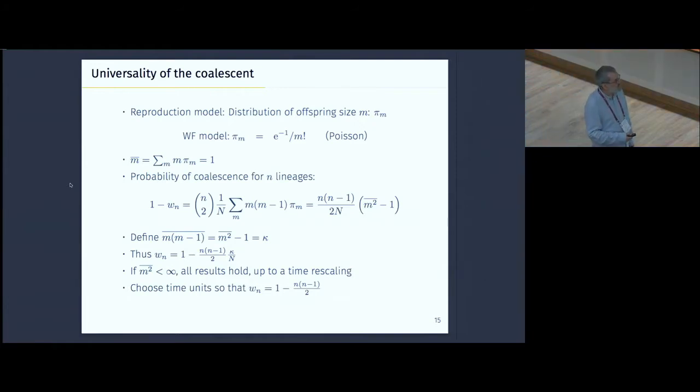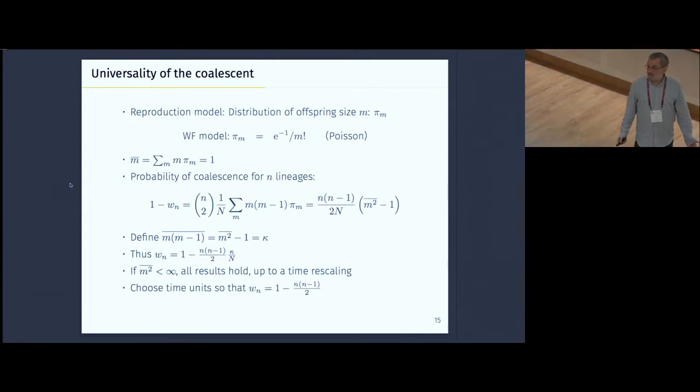Now, define this quantity, the average of m squared minus 1, equal to kappa. So I just restate this result. And now we have two possibilities. One possibility is that this quantity is finite. If this quantity is finite, I can prove it, or let's put it this way, Derrida and company proved that all results hold that I have given you, up to a rescaling in time, which is always of order n anyway. So kappa is finite as well. So you can always use the time units so that Wn is of the form that I gave you. Right?